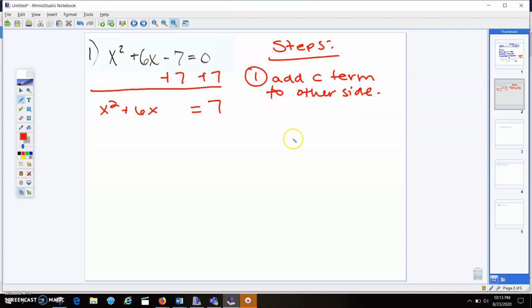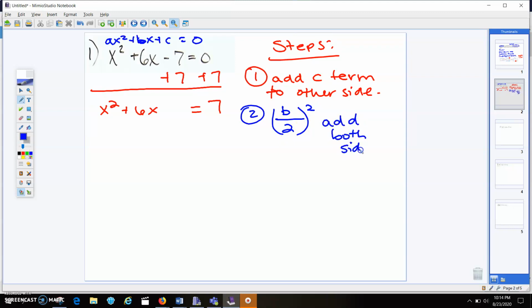Fantastic. So the next step is we're going to take our b term. Our b term is the 6, right? Because we know standard form is ax squared plus bx plus c equals 0. In our standard form, that b is our 6. And I know my b's look like 6s already, so it should be fine. So step 2, you're going to take your b term, divide it by 2, square it, and then add that to both sides.